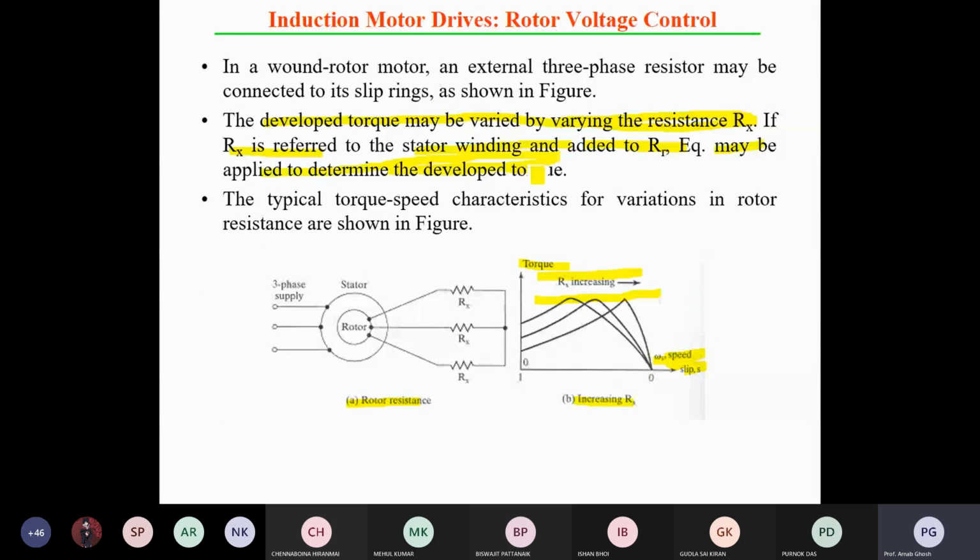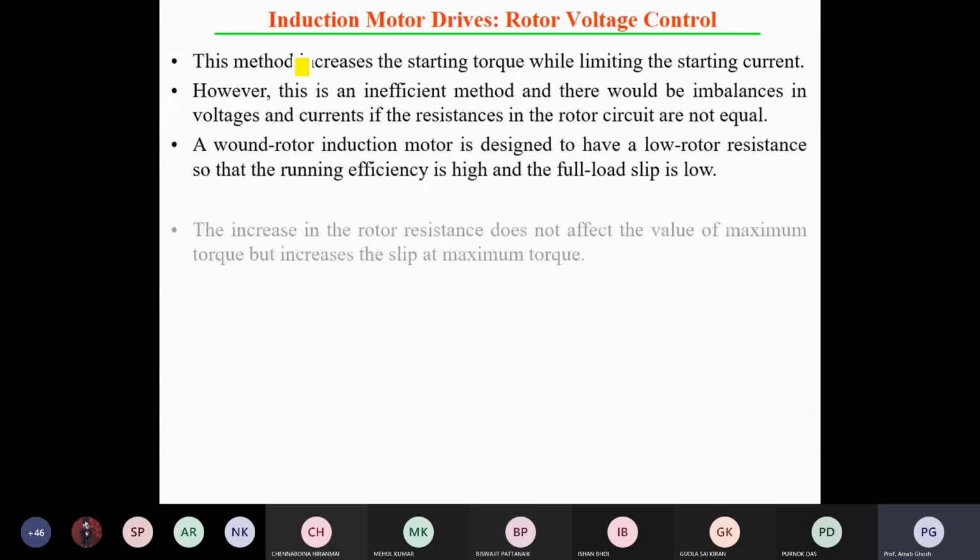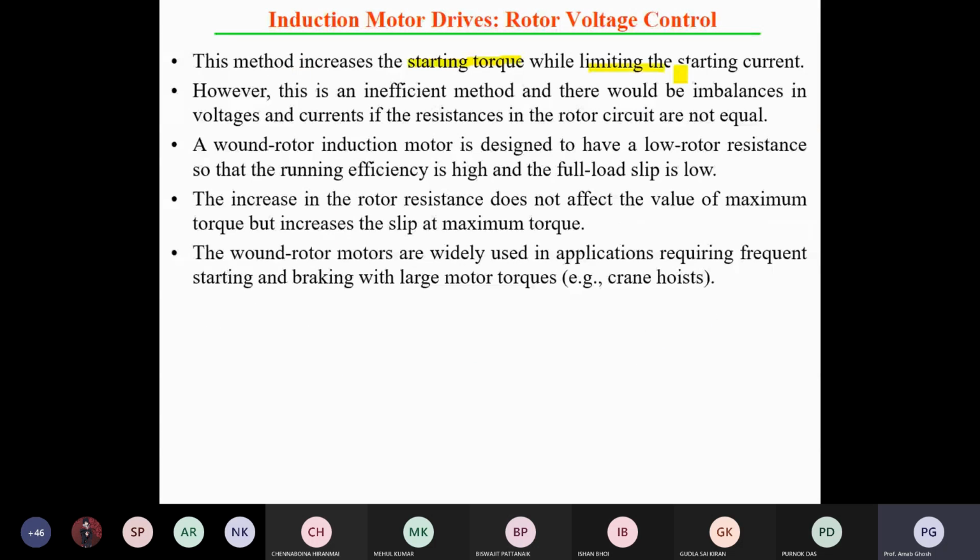Three phase supply is there, with the stator, and in the rotor you are changing the resistance, which has a good effect. It is for the slip ring induction motor, or wound rotor induction motor. This method will increase the starting torque. So what is the motivation? It can increase the starting torque while limiting the starting current. That is the more important motivation.